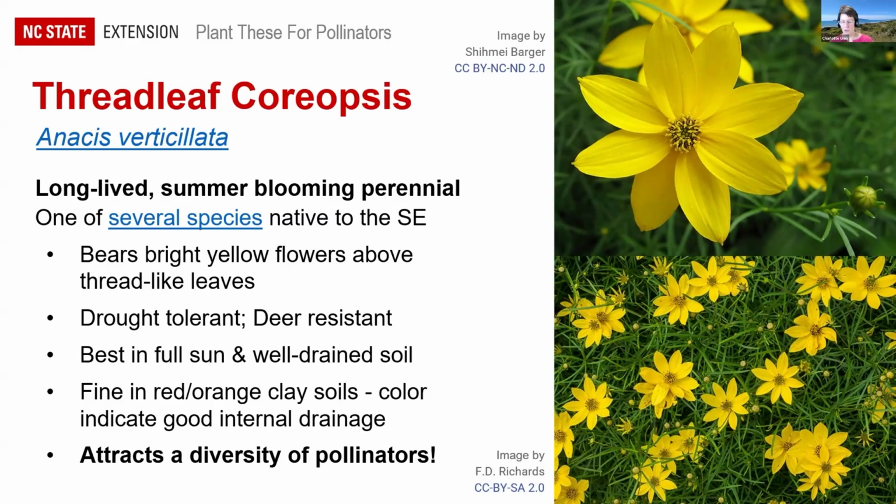So they thrive in sun, well-drained soil, and again, very drought resistant. They have this very fine foliage, which gives them the common name threadleaf. And that reduced leaf area is one thing that helps them survive drought.